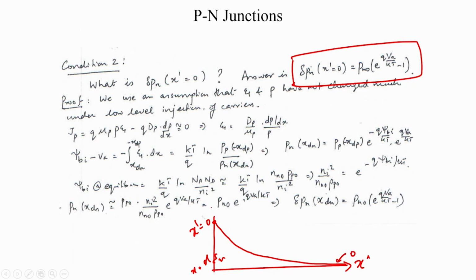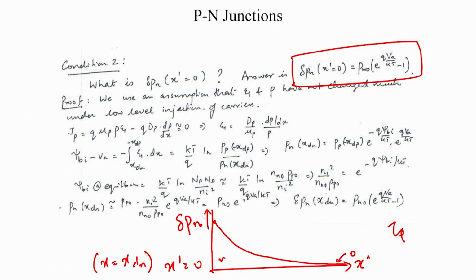Okay. So, let me just write this very clearly. So, this point here is my x dash is equal to 0, which corresponds to x equal to x dn. And on the y axis I am sketching the delta Pn, which is the excess holes injected into the n side because of the application of the forward bias. And these holes are recombining and they have got a minority carrier lifetime of tau p, and therefore you see this exponential.